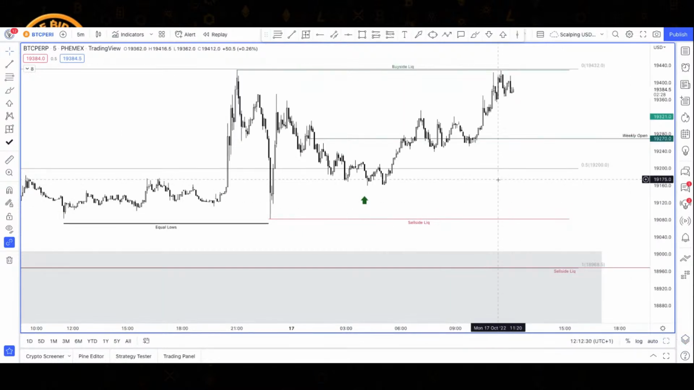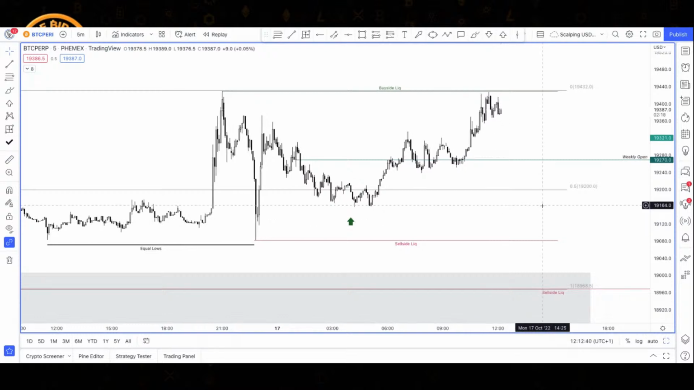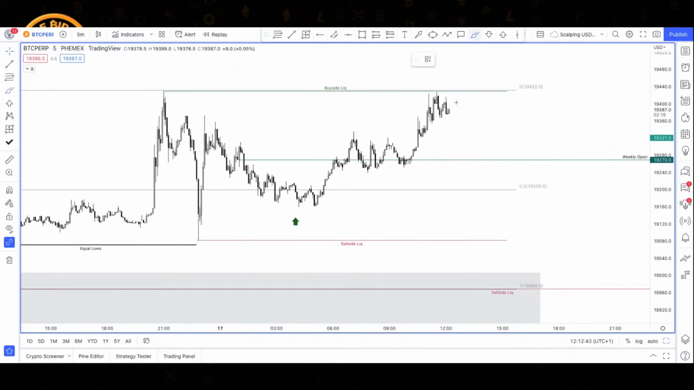Okay, and here they are. So I'm just going to get rid of this. Well, no, I'll leave that on for a second. But you can see the buy side liquidity up here, which is our main target. We can see the sell side liquidity down here. Now, almost like trading any range, from here it gets quite simple, right?